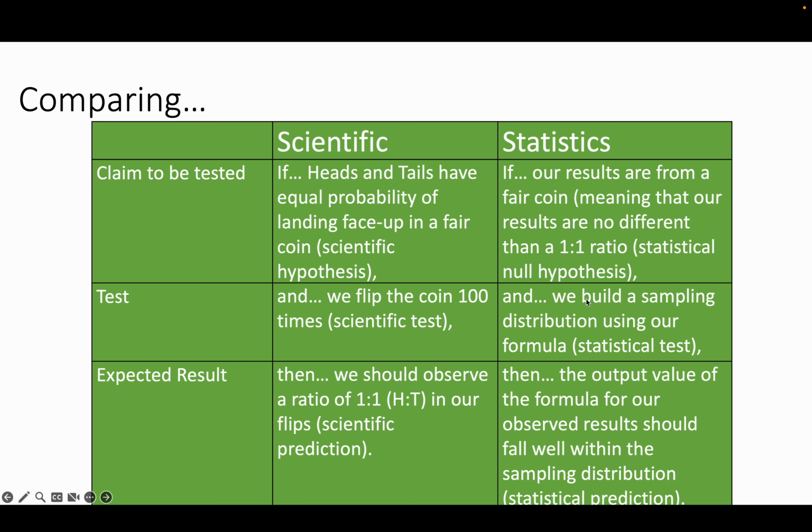So the test that you run for statistics is you build a sampling distribution using your formula, your chi-squared. If I do it 100,000 times, what does that distribution look like? And your expected result is that the output value, whatever your chi-squared value is, for your observed results should fall well within the sampling distribution. It should be in that big part of the sampling distribution, not out in the tail. Okay?